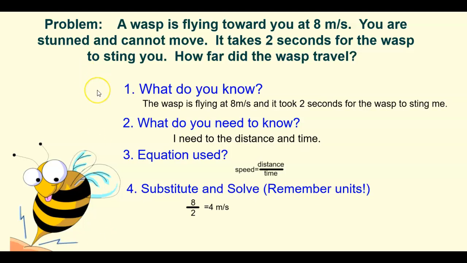So what do we know? We know the wasp is flying at 8 meters a second, and it took 2 seconds for the wasp to sting me. What do you need to know? You need to know the distance and time, and then the equation, speed equals distance divided by time. So when we make our substitution, we have 8 over 2. And so 8 divided by 2 equals 4 meters a second.